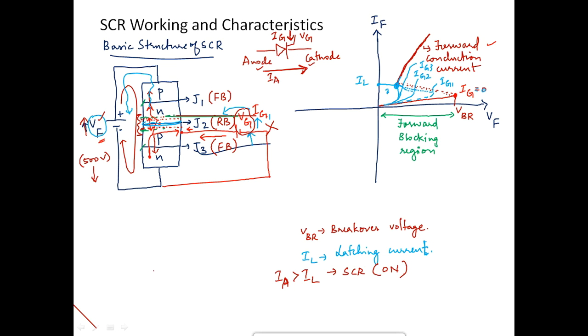Now the point is, once the SCR gets fired, in the sense once it switches on, even if you remove the controlling voltage, even if you make IG equal to 0, you cannot switch off the SCR. The current will just flow, right? Then how do we switch it off?